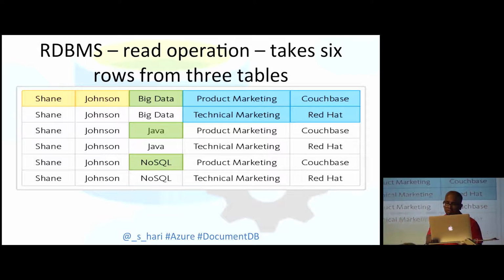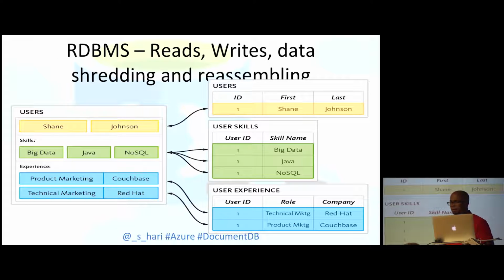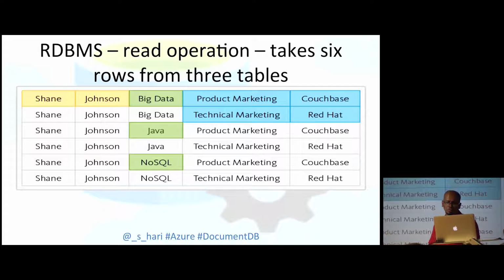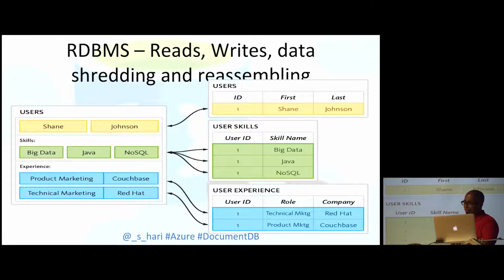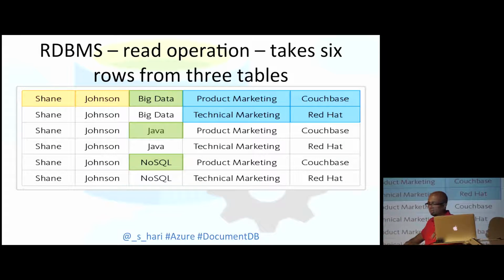So what we're trying to do is store this in a relational database, right? To store this in a relational database, we store it in a users table, a skills table, and a user experience roles table. Now to read this data, you are reading 6 different rows from 3 different tables for one record.